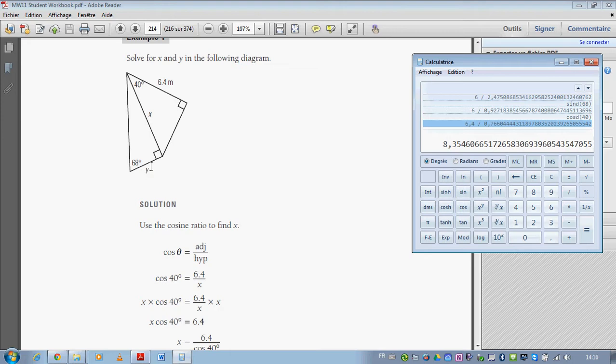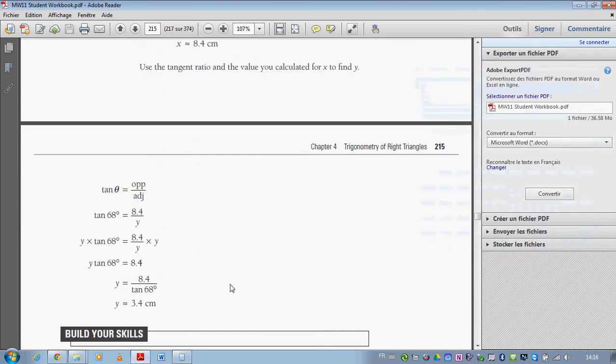Otherwise, here's your angle. You've got the opposite side, and you want to figure out what the adjacent side is. So you are using the tangent ratio. That means tangent of 68 is equal to your opposite side, 8.3546, divided by the adjacent side, which is y, and that's actually what they do down here. Then they isolate for y, where you get 8.35 divided by tangent of 68.